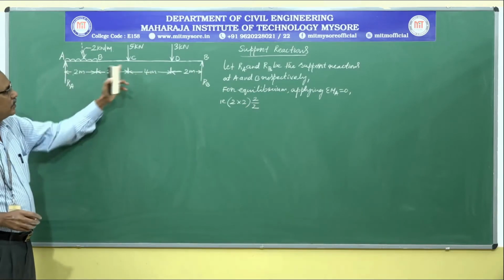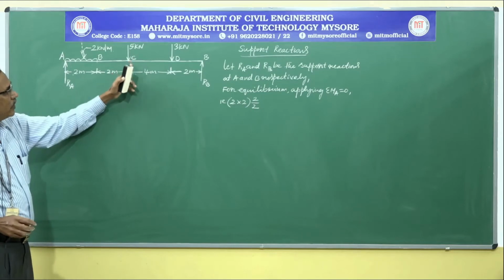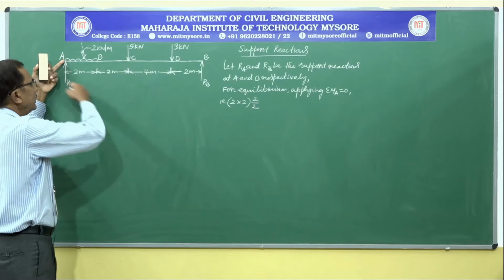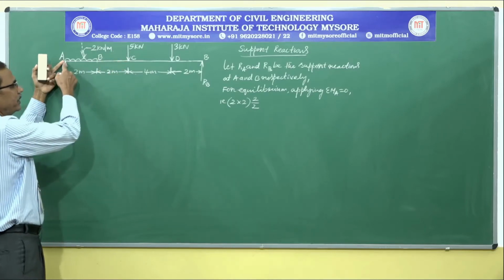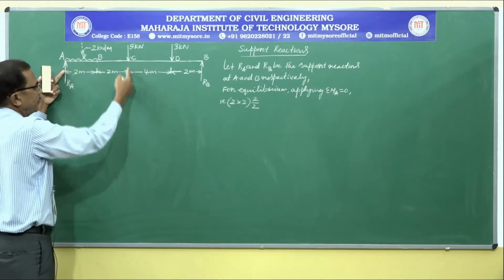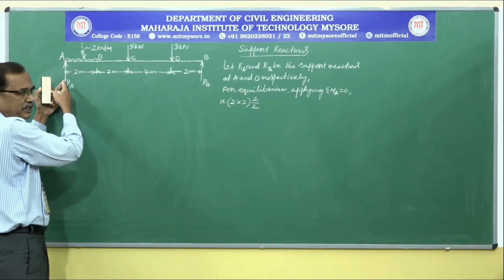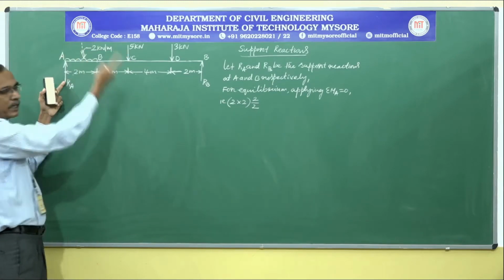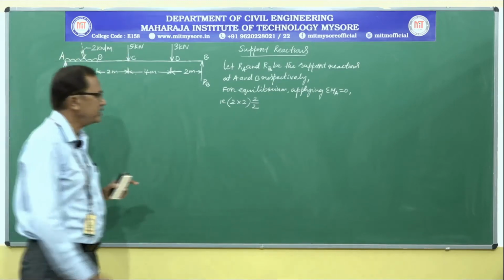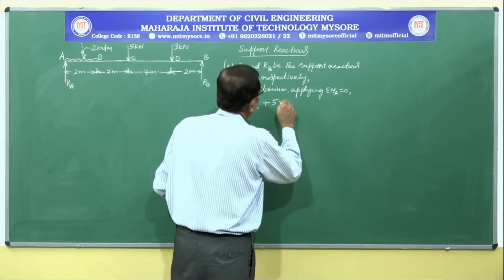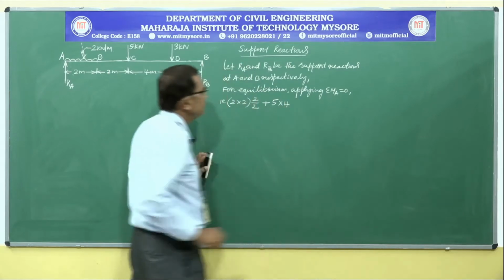Next, coming to this 5 kilonewton load, again it is creating a clockwise moment about point A. It is 5 into 4, the perpendicular distance from the line of action of the force to the moment center. This 5 kilonewton is also creating a clockwise moment, hence it is positive, plus 5 into 4.